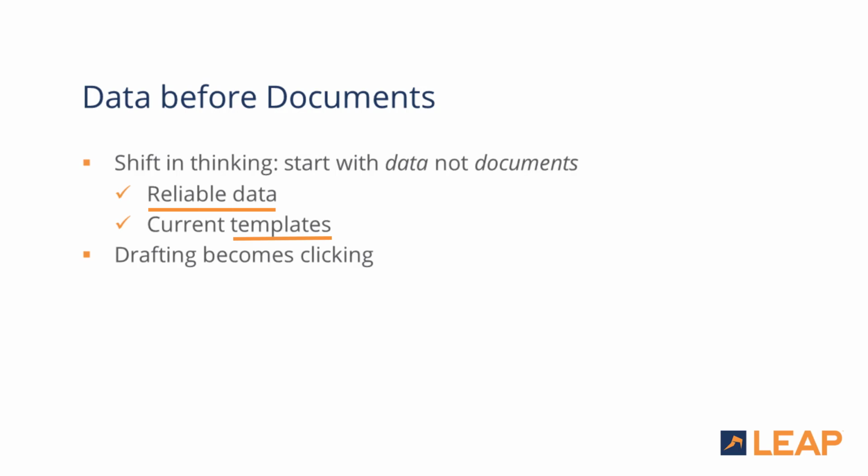If you do not maintain your data, it is bad data, and bad data means bad documents. And second, automated documents require current templates. Templates store your firm's knowledge in the form of key provisions refined over years of experience. If you stop maintaining these with updates to case law and new statutes, templates become irrelevant. When we successfully make this shift to maintaining reliable data and current templates, the process of drafting becomes clicking. But let's take these one at a time.